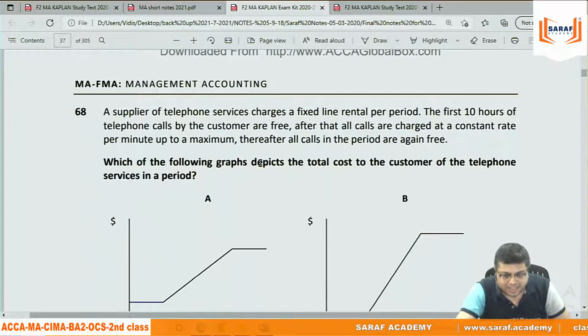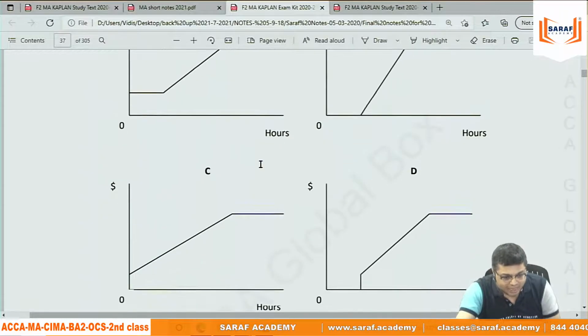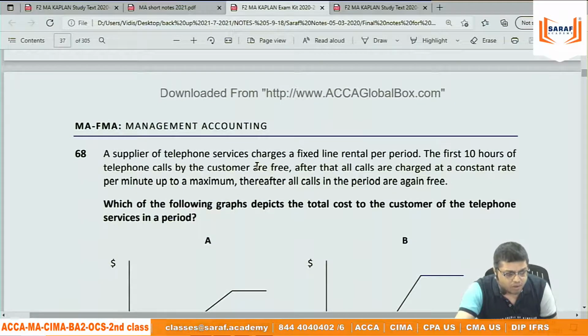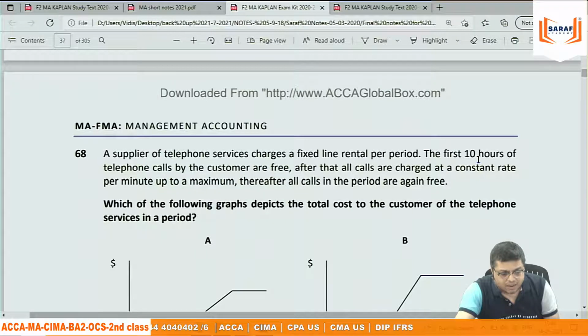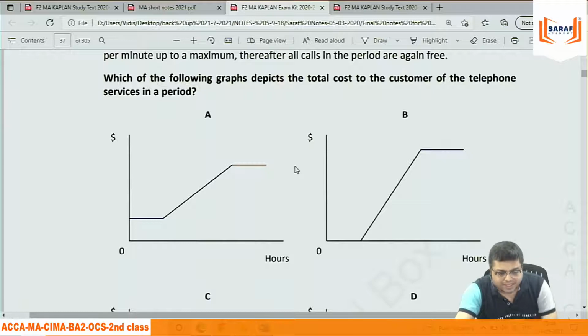Because when you have said the answer without doing the class, that means you are a very good student. So are you getting everything, Atharva and everybody? The third one, C, is wrong, because this is saying from the beginning it is variable. It is not. From the beginning they are saying that there is a fixed rental. When the calls are beyond 10 hours, then in that case it becomes variable, and beyond the level it will become fixed again. First fixed, then variable, then again fixed. That's the story. That's the nature of the cost.